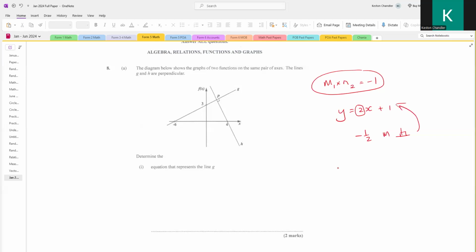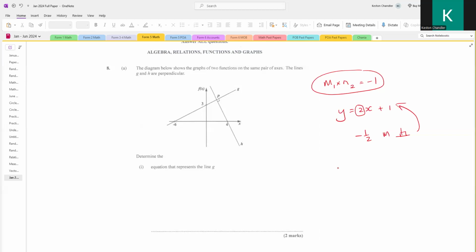Anytime you have two lines and they're perpendicular, the gradient of the perpendicular line is going to be the negative inverse of the number. Understand? Thumbs up if you understand that. Right.